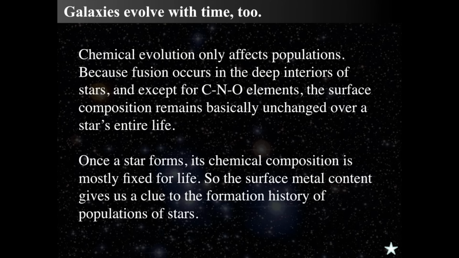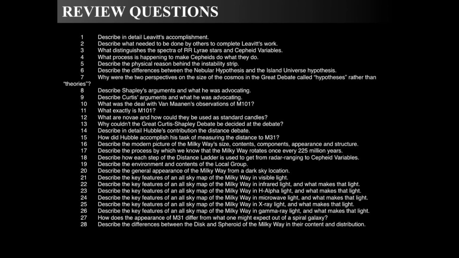So the surface composition that you see on the star gives you a clue about how the star was formed. If you find that a star has almost no metals in its atmosphere, it probably is a much older generation of stars. And that is borne out by the fact that the chemical composition is different for the spheroid and halo components as opposed to the disk components. And they're completely different that way.